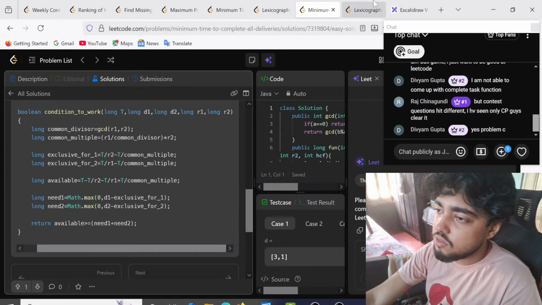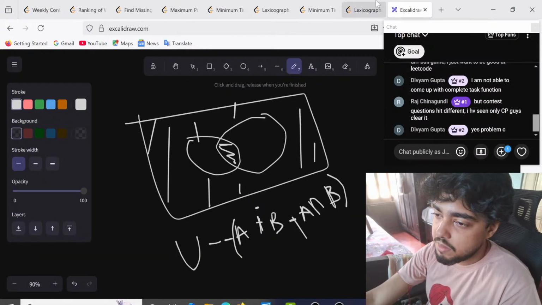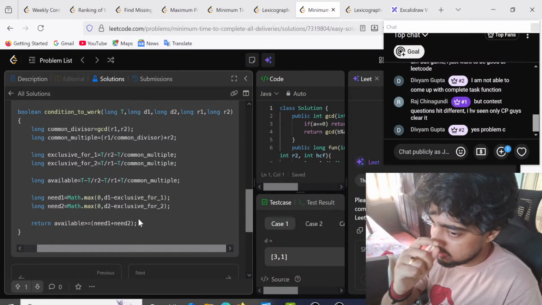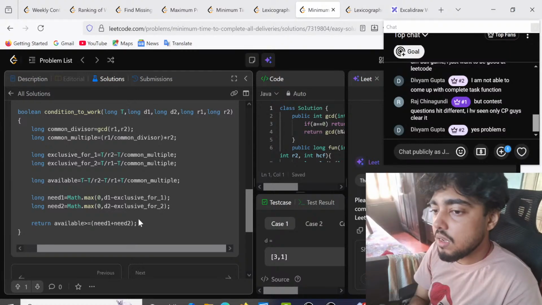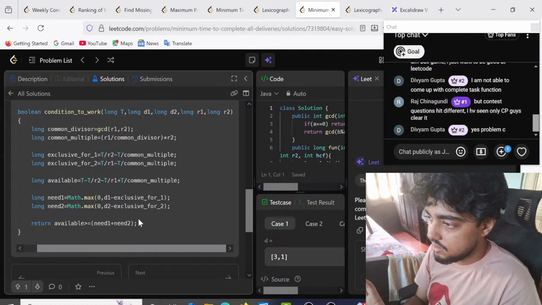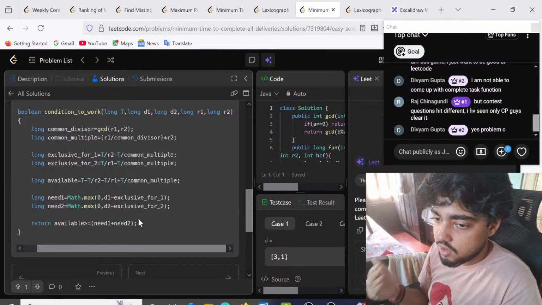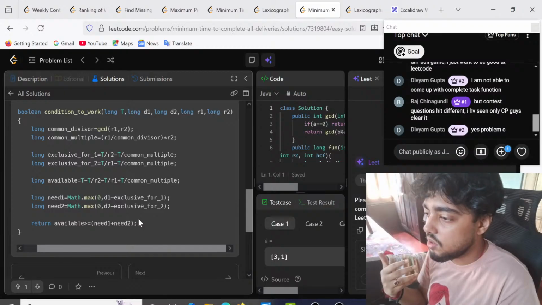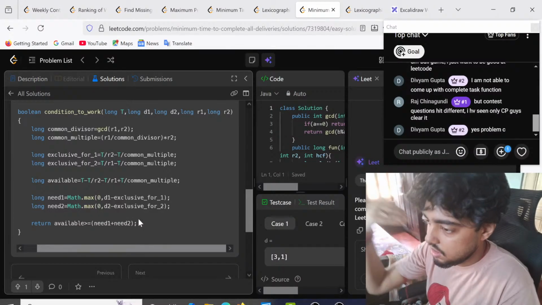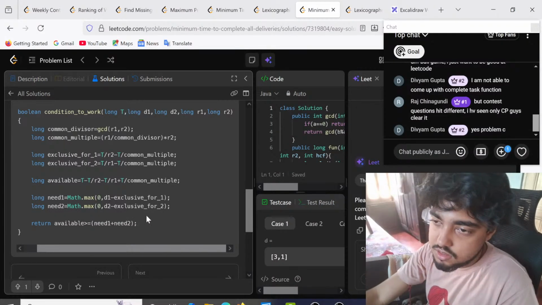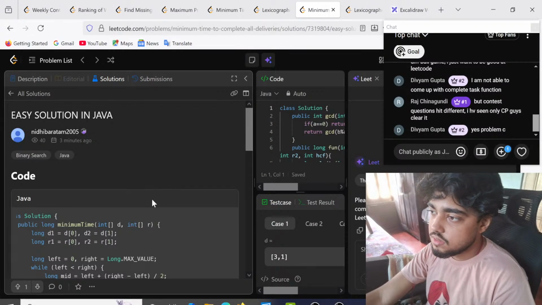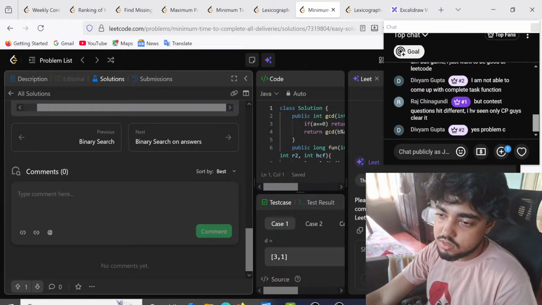I just explained the set thing, okay? That is the available part. So if available is greater than or equal to need1 plus need2, that means we have already satisfied D1 and D2. If it is possible, then well and good, you can go for it. If it's not possible, then L is equal to mid plus 1. Any doubt on this? Guys, any doubt on this?